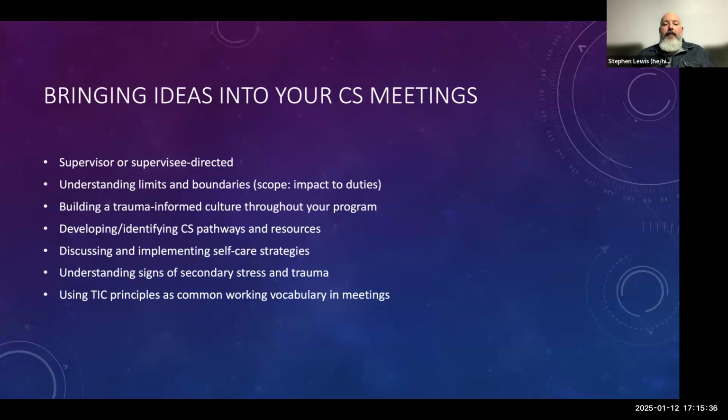But mainly, going down to that last one, using trauma-informed care principles as a common working vocabulary in our clinical supervision meetings, and in every part of our program, which will help make us holistically more trauma informed in the way that we're interacting with people within the workplace.